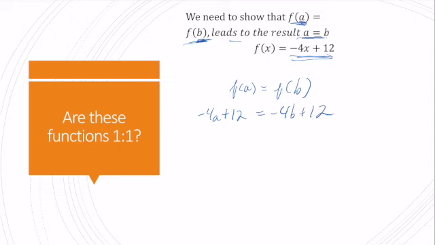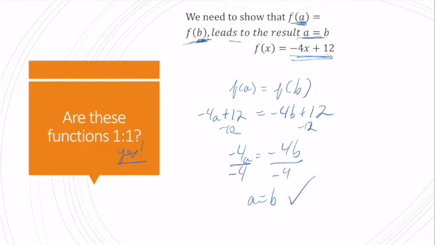And then I'm just trying to simplify like I normally would. I subtract 12 from both sides. I get negative 4a equals negative 4b. I go ahead and divide both sides by negative 4. I get a equals b. Boom. So this was a one-to-one function. And its graph is a line, right? So try and visualize these things. You could have already told me it's one-to-one because all lines are one-to-one.